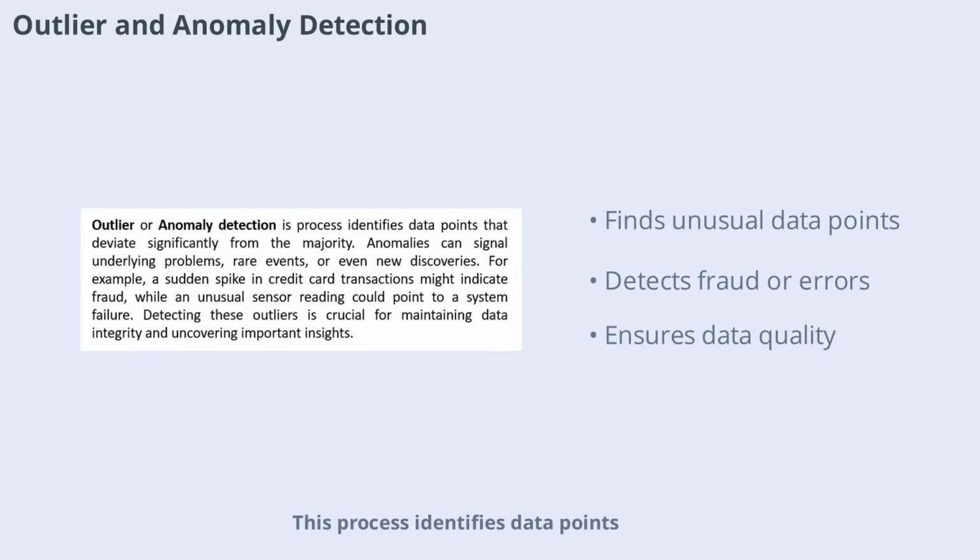This process identifies data points that deviate significantly from the majority. Anomalies can signal underlying problems, rare events, or even new discoveries. For example, a sudden spike in credit card transactions might indicate fraud, while an unusual sensor reading could point to system failure. Detecting these outliers is crucial for maintaining data integrity and uncovering important insights.